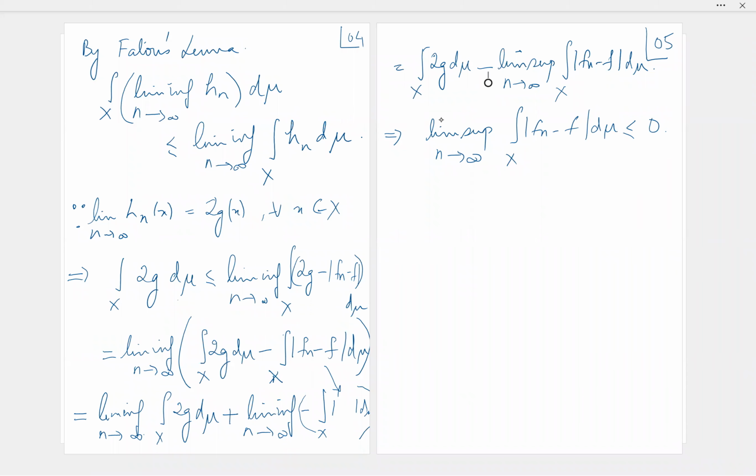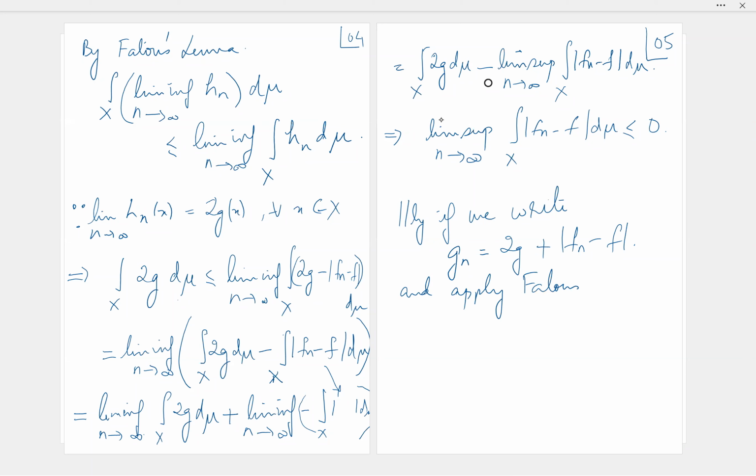Now let us consider similarly, I will try and get something in terms of lim inf of this. So similarly, if we write gn to be this, and apply Fatou's lemma, what will you get? Can you quickly tell me?